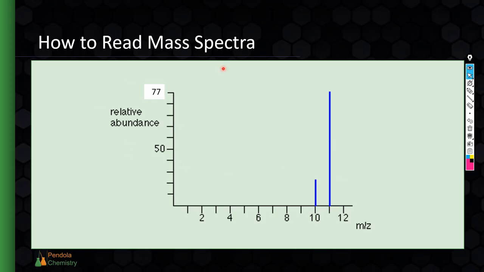So the mass spectra has an x and a y-axis, like most data charts or data graphs. We have the relative abundance on the y-axis, and what this is, is the percentage, just how high the percentage is.